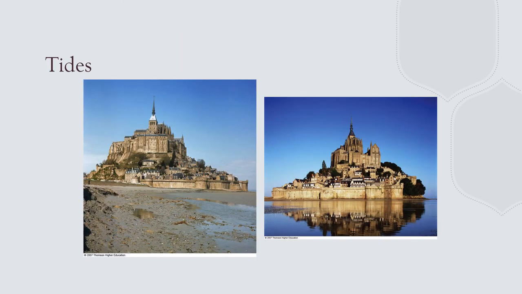Now, tides are a special kind of wave caused by the sun and the moon's gravity. The moon is far more influential than the sun's gravity. This is Mont Saint-Michel in France, and you can see how extreme the tides affect this island or peninsula.